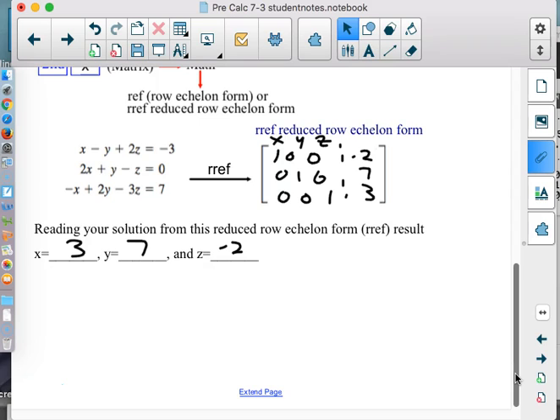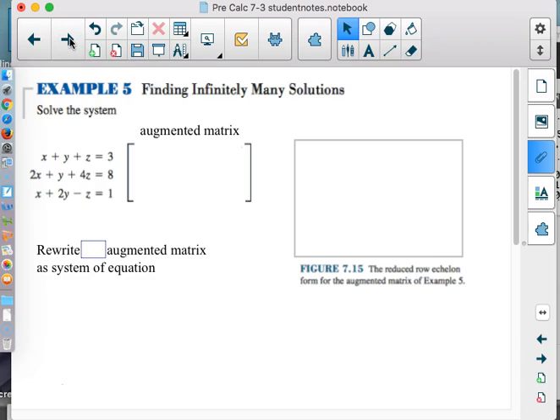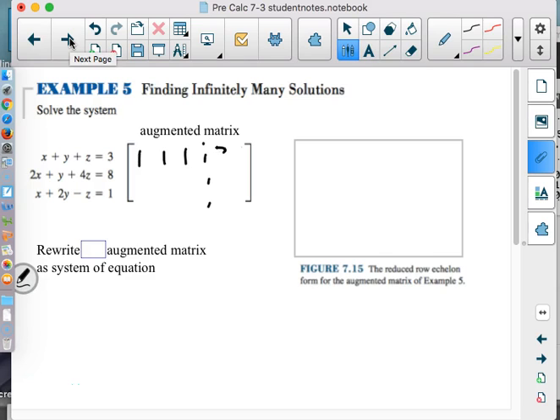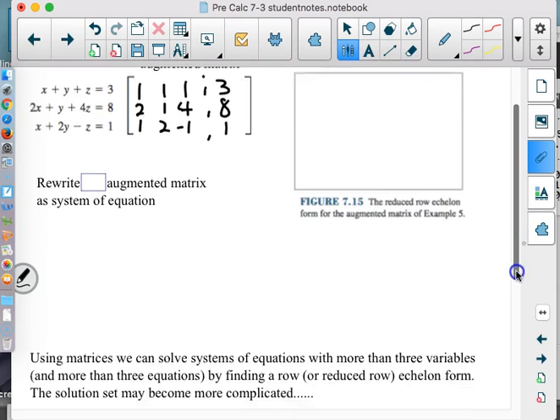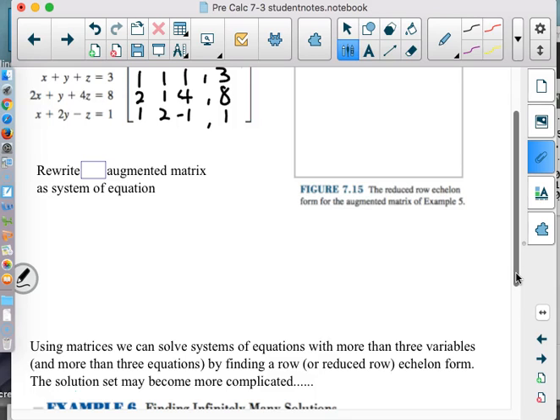But this test does have a non-calculator and then a calculator portion on it. So be ready to do some of that by hand. This one says finding infinitely many solutions. We want to solve this system. Okay, well, we better make a matrix out of it. And we're going to, by hand, try to get ourselves to a reduced row echelon form of this. So let's see what we can do.